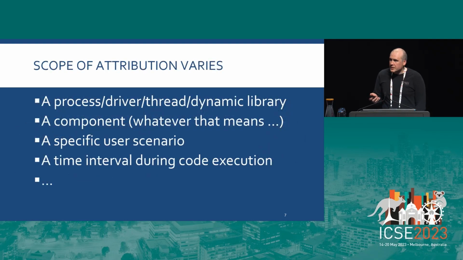Well, so, attribution. Most modern operating systems can tell you how some subset of metrics work at the process level. However, in real life, that's not sufficient. We need to know maybe per thread level, per dynamic library level, per component level, and component can mean tons of different things. It can scope user mode, kernel mode. We may have to talk about different user scenarios, different times, or a mix of everything.